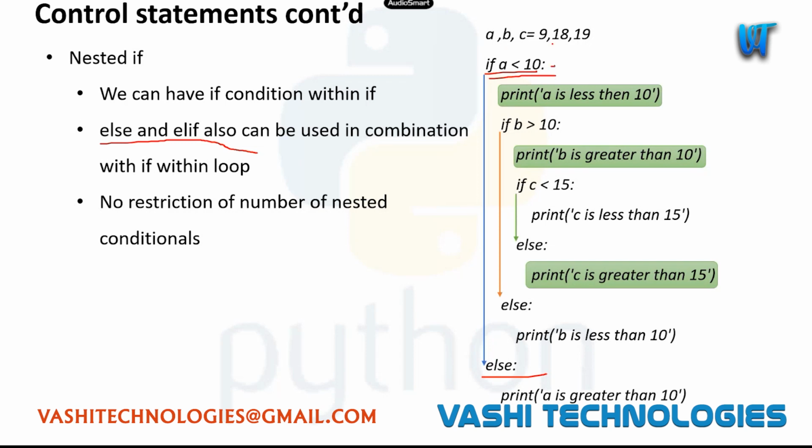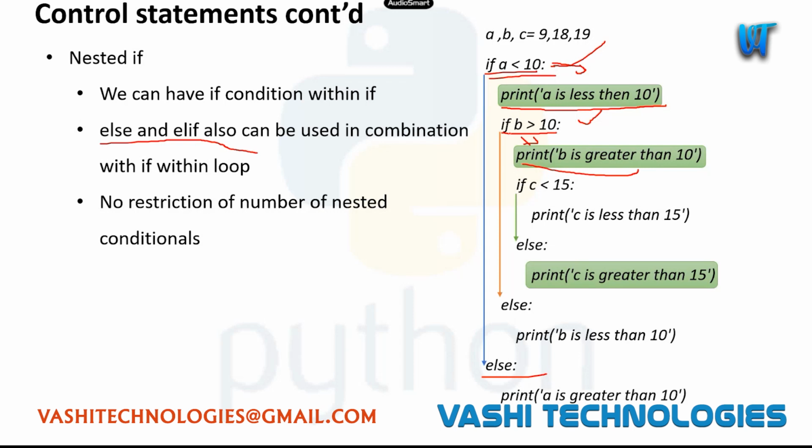We have this A, B, C which are 19, 18 and 19. So initially it will check for this condition, if a less than 10. So this turned out to be true. Then it will go inside and it will print a is less than 10. Then within this if block, we have this if b greater than 10. So it will check if b is greater than 10, which is 18, right? 18 greater than 10. So even this will be true. So this will enter into this second conditional, okay, second if block, and it will print this statement, which is print b is greater than 10.